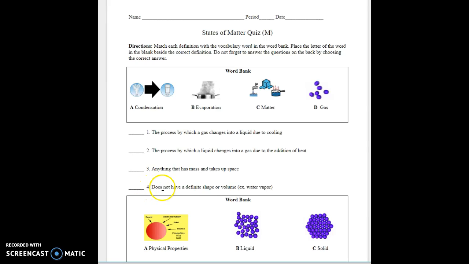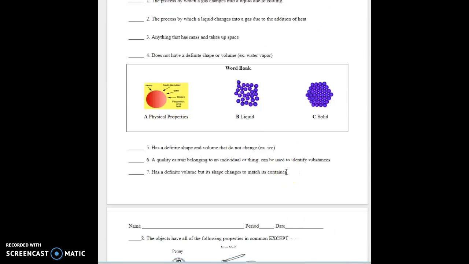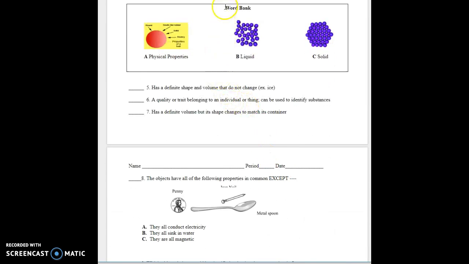Number 4. Does not have a definite shape or volume. Example, water vapor. Word bank. A. Physical properties. B. Liquid. C. Solid. Number 5. Has a definite shape and volume that do not change. Example, ice.